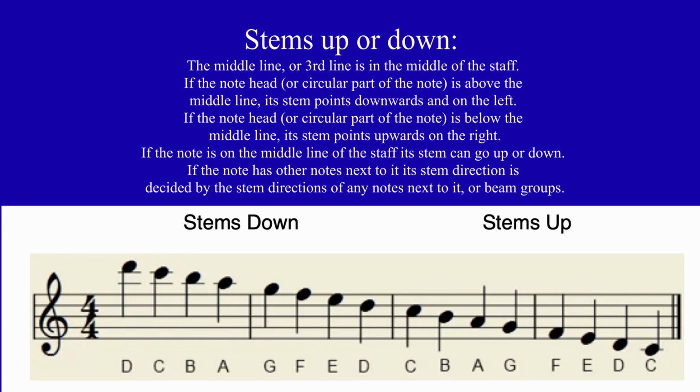If the note head or a circular part of the note is above the middle line, its stem points downwards and on the left. If the note head or a circular part of the note is below the middle line, its stem points upwards on the right. If the note is on the middle line of the staff, its stem can go up or down. If the note has other notes next to it, its stem direction is decided by the stem directions of any notes next to it, or beam groups.